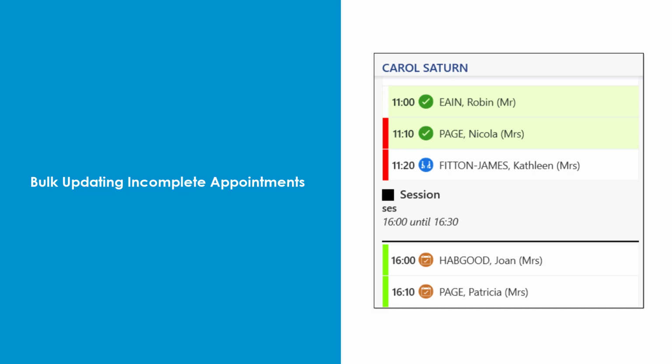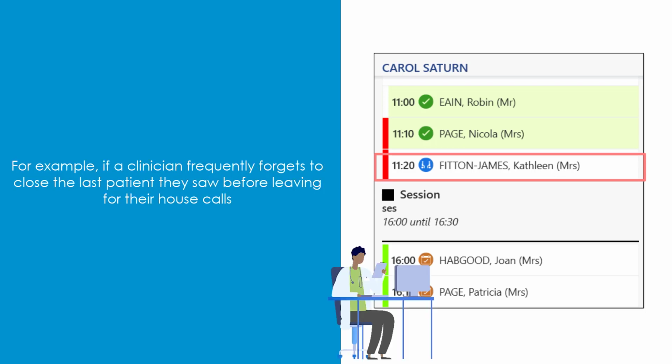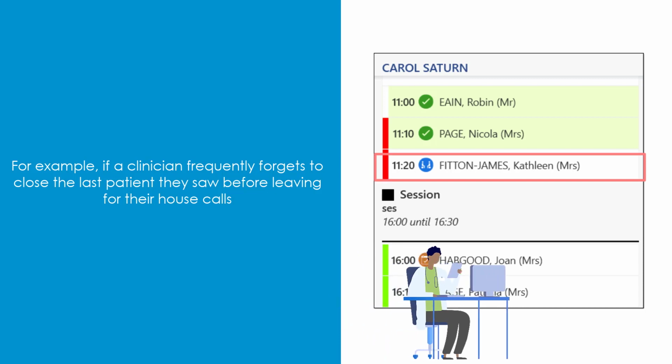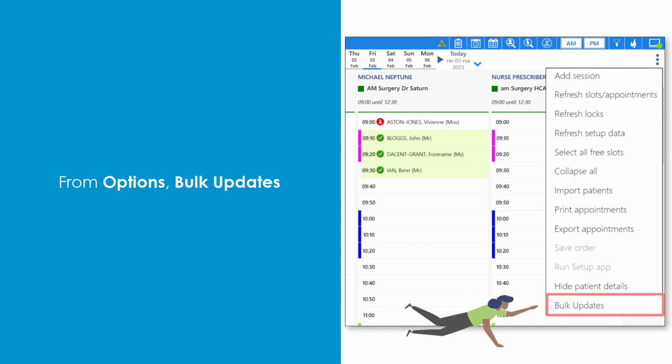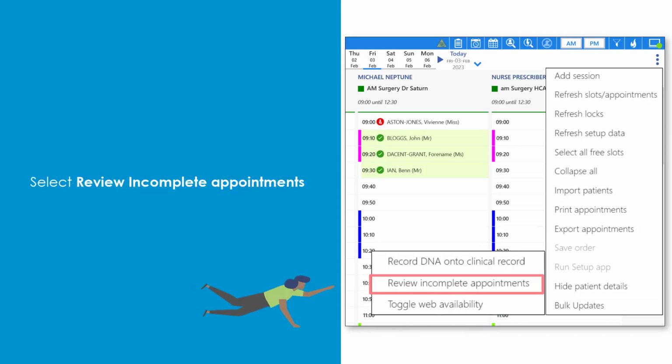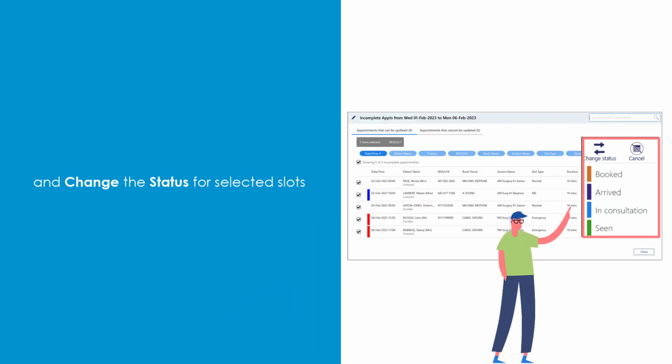Bulk updating incomplete appointments. You can now bulk update the status of incomplete appointments from the past 7 days. For example, if a clinician frequently forgets to close the last patient they saw before leaving for their house calls. From Options Bulk Updates, select Review Incomplete Appointments. You'll then be prompted to select a date range and change the status for selected slots.